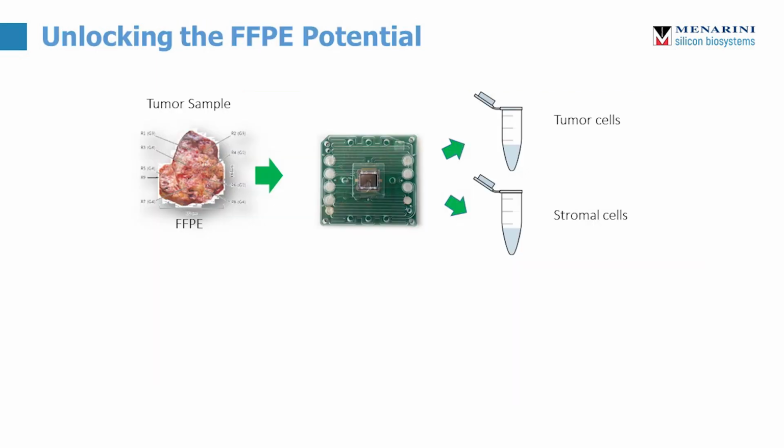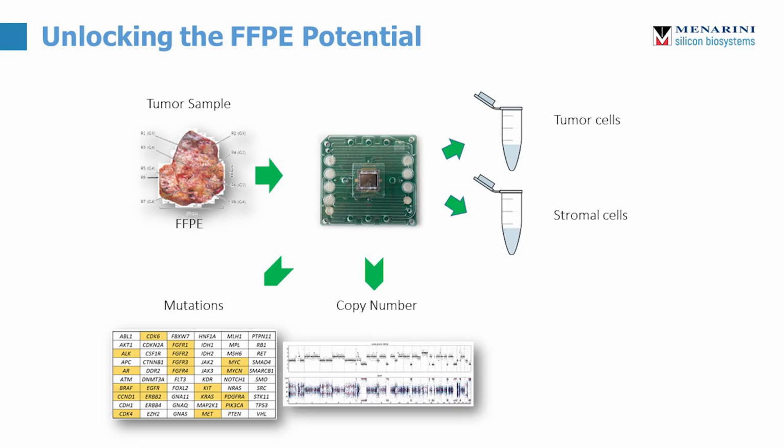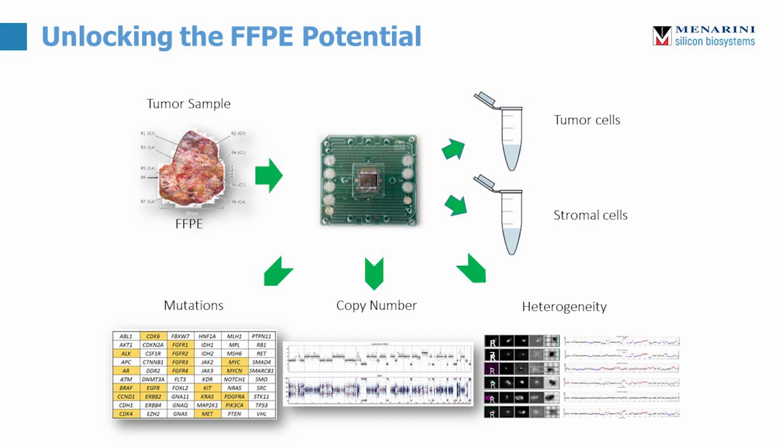So this really gives us the way to unlock the potential of FFPE samples. We can do mutational analysis and next-gen sequencing on pools of cells. We do copy number analysis on pools or even single cells from FFPE tissues, and that gives us the ability to look at heterogeneity within FFPE prepared specimens.